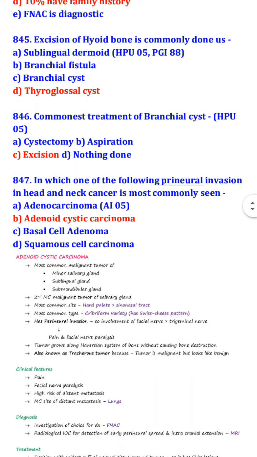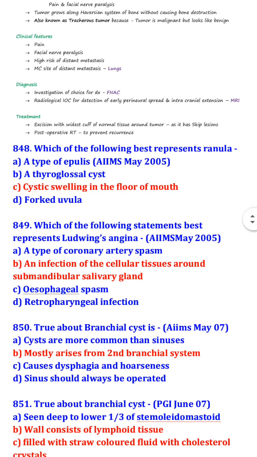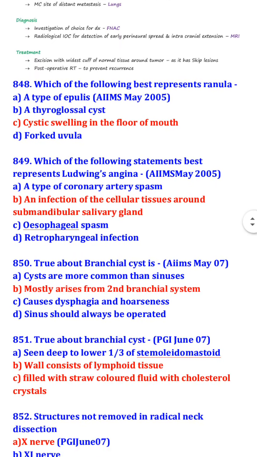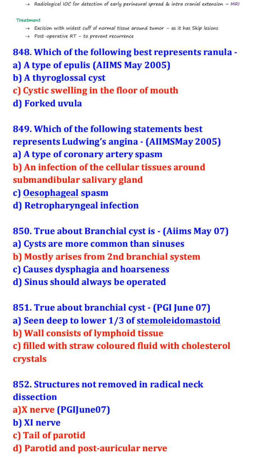In which one of the following is perineural invasion in head and neck cancer most commonly seen? Adenoid cystic carcinoma. Which of the following best represents ranula? Cystic swelling in the floor of mouth. Which of the following statements best represents Ludwig's angina? An infection of the cellular tissues around the submandibular salivary gland.